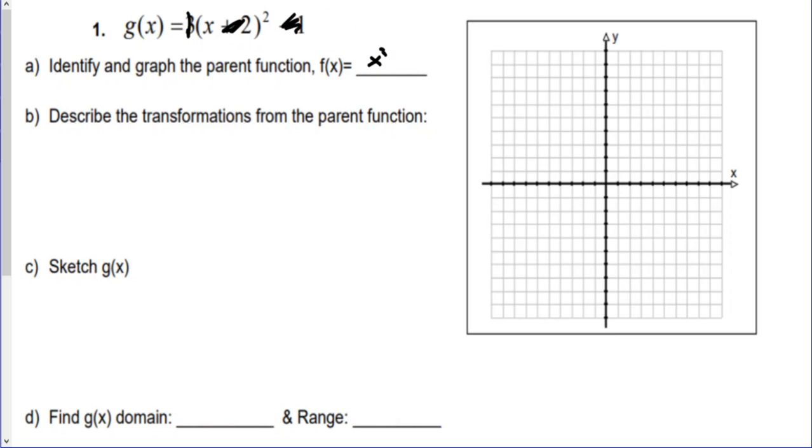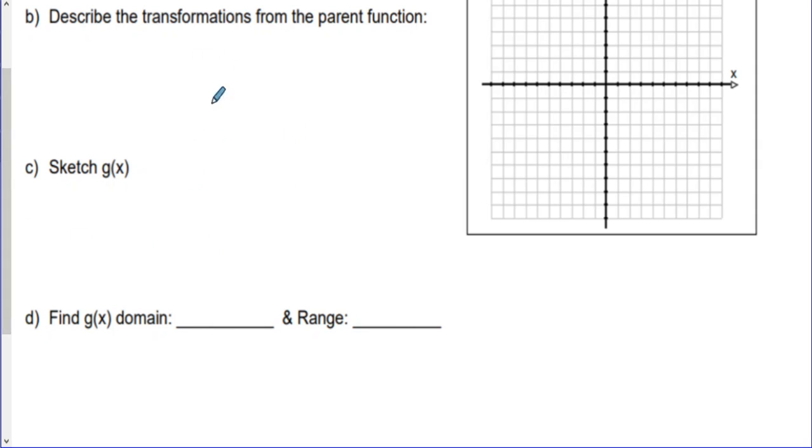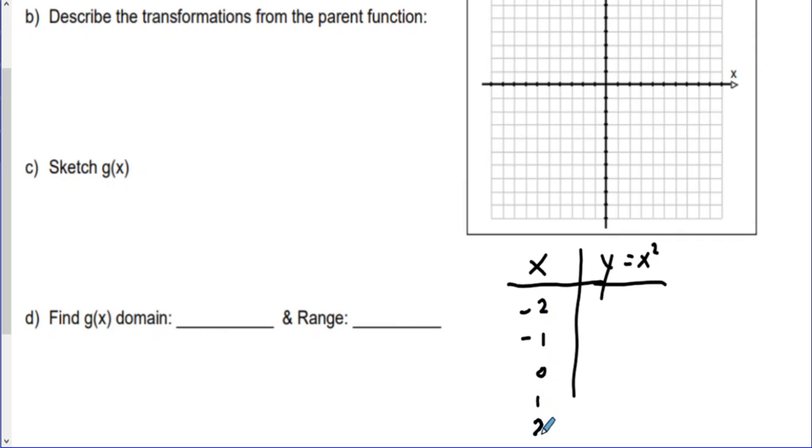If I were to ask you to graph this, remember what we can do is just pick values to plug into x squared, and it's always nice to include a couple of negatives and a couple of positives. So I'm going to make a little t-chart below the graph so we don't use up any of our space. I'm going to plug into x squared the numbers -2, -1, 0, 1, and 2. Zero is always a good number to include.